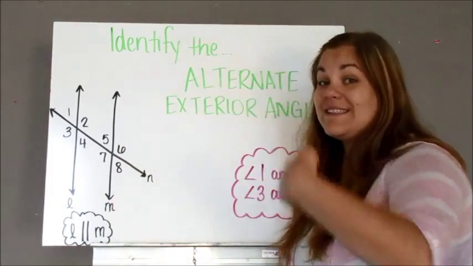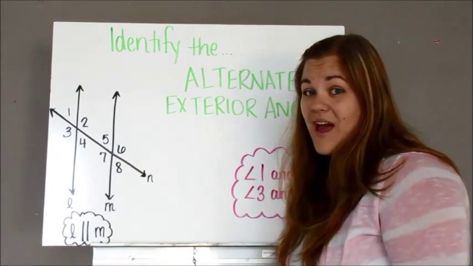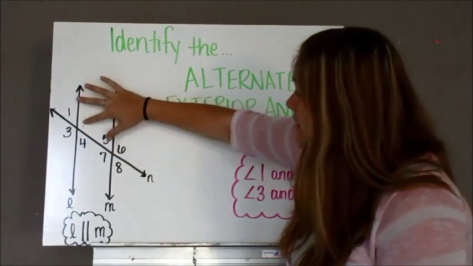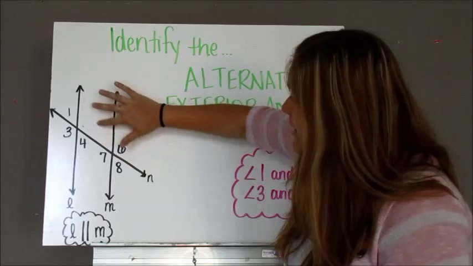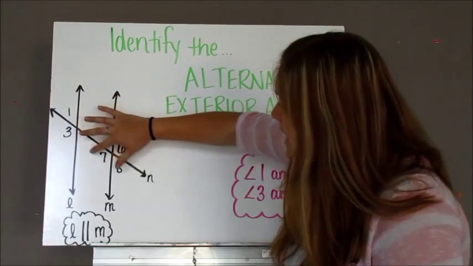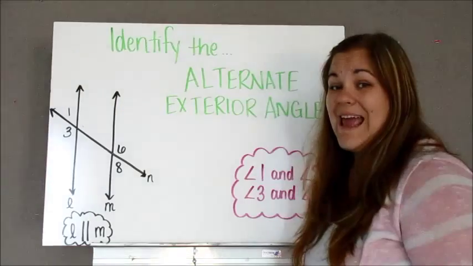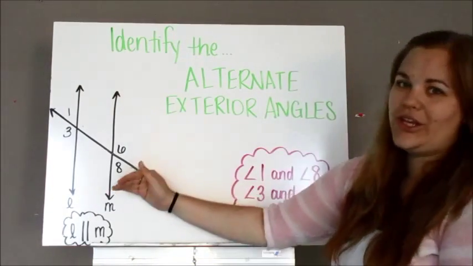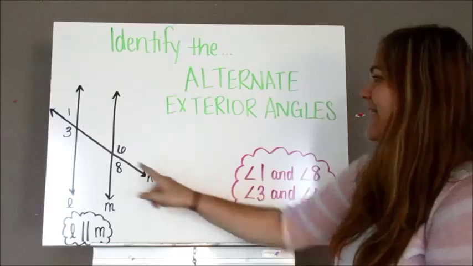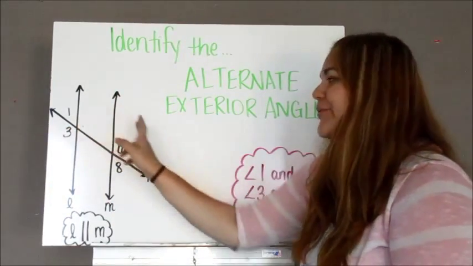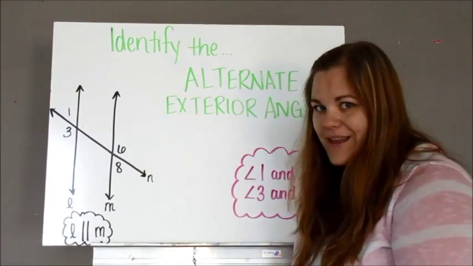So now we're going exterior, we're going outside those parallel lines. So we're not even paying attention to the 2, 5, 4, and 7. You know what? I'm just going to erase those because I don't even need those. I'm looking outside of those parallel lines. So I only need to focus on 1, 6, 3, and 8. Alternate, looking on the opposite sides of the transversal. So 1 and 8. They're on either side of that transversal. 3 and 6, either side of that transversal.